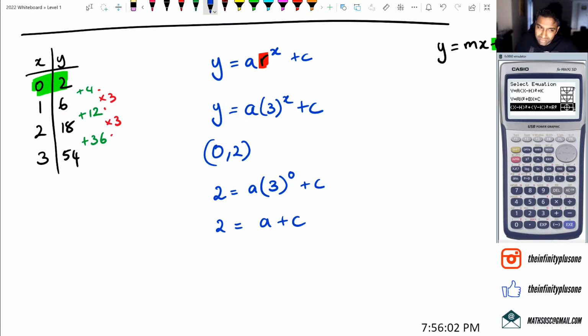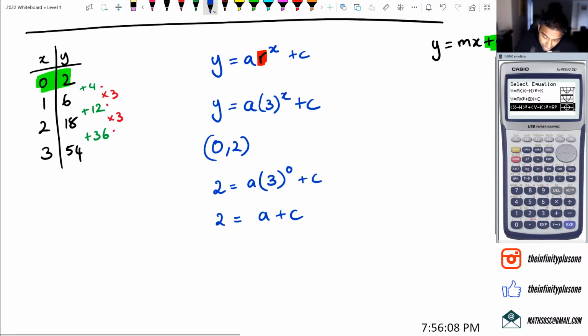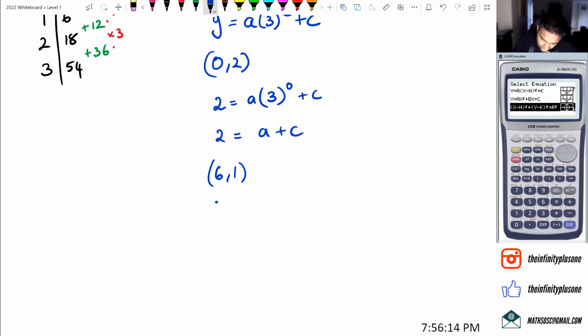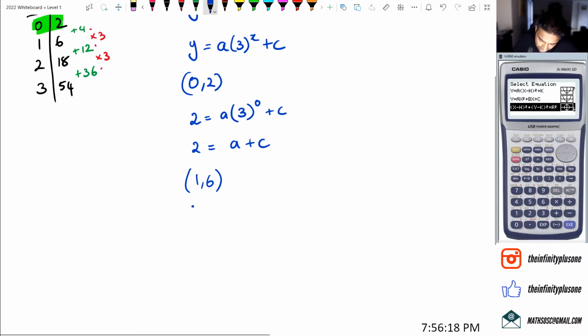I see the y-intercept, it's not that I forgot, I made a silly mistake. In exponentials, it works slightly differently because of the a value. All right, so I'm gonna choose that as one point. My next point I'm gonna choose is (6, 1). Sorry, not (6, 1), (1, 6). I am gonna get 6 is equal to a times 3 to the power of 1 plus c. So what I've got is 6 is equal to 3a plus c.